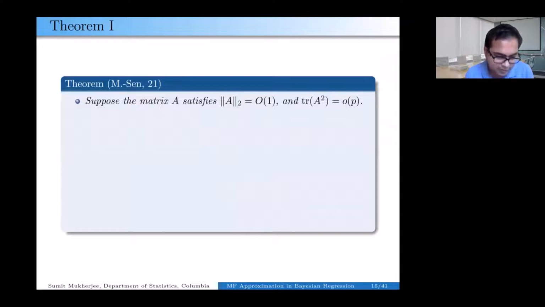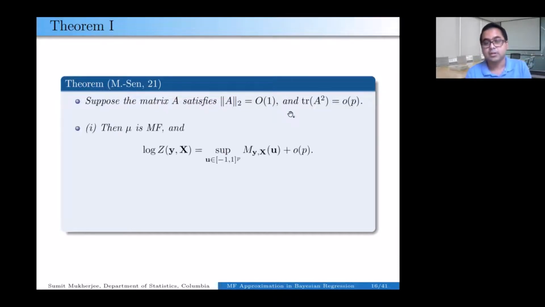So the first result that we provide is a sufficient condition for the mean field approximation to be true, meaning for mu to be mean field. Again, we are in the contractive regime, but this is the main condition. Actually, this is the only condition. I'll try to explain the consequence of this condition. Remember that A is, you take X transpose X, you remove the diagonals, that's your matrix A. Trace of A squared has to be smaller than B.